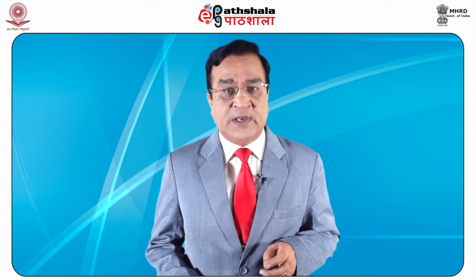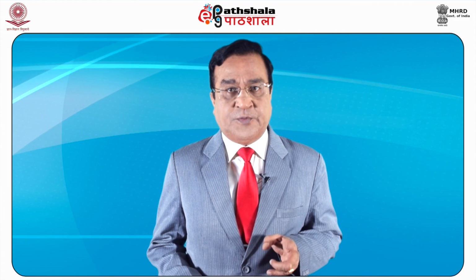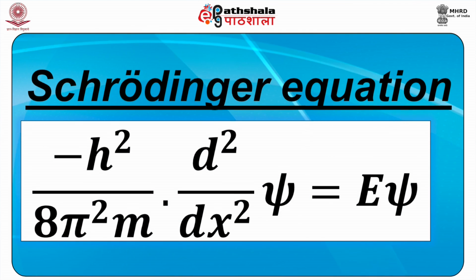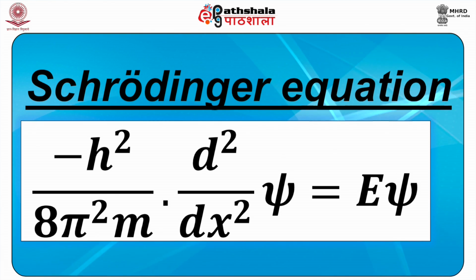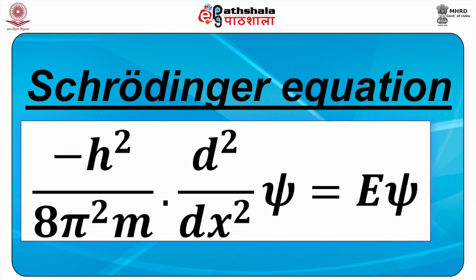But in this way, we are able to define T cap, and therefore Schrödinger equation becomes minus h square divided by 8 pi square m d2 by dx2 psi equals E psi. So this is the Schrödinger equation of a particle of mass m moving along x direction and having potential energy equal to 0.